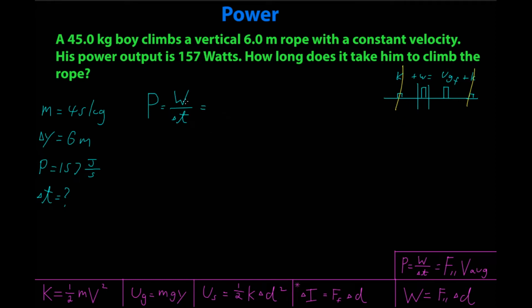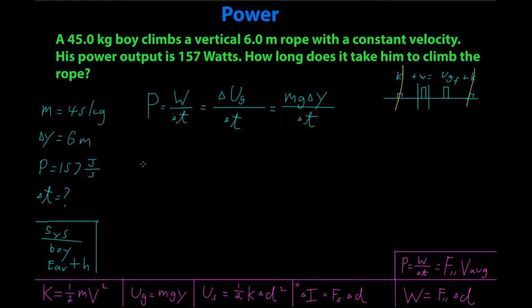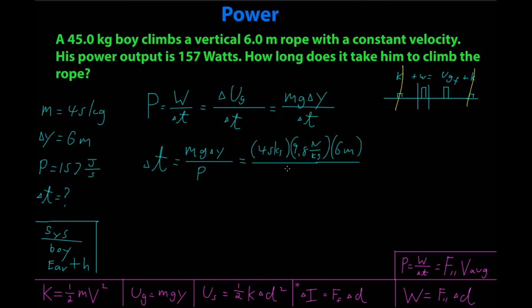In this case, work is a transfer of energy to or from the system. My system is the boy and the earth, which means the energy being transferred into the system is gravitational potential energy. So it's changing gravitational over time. Changing gravitational is mg delta y, and I'm looking for time, so I'll rearrange this for time. 45 kilograms times 9.8 newtons per kilogram times 6 meters over 157 joules per second. Kilograms cancel. Newtons times meters is joules, so they cancel. This flips because it's in the denominator, and I get seconds as my answer. And I will get 16.85 seconds.